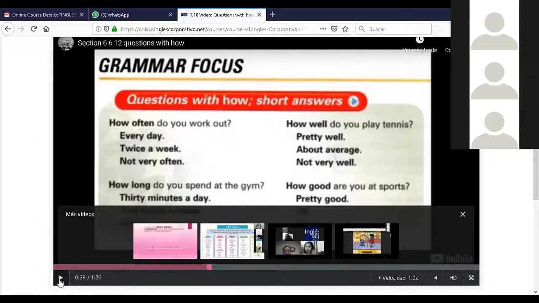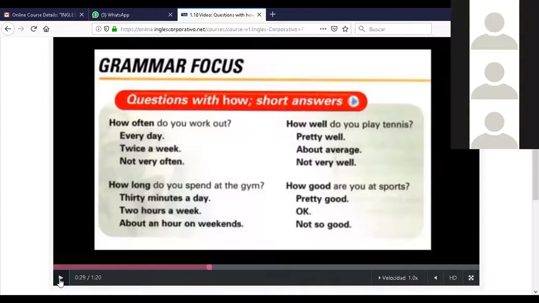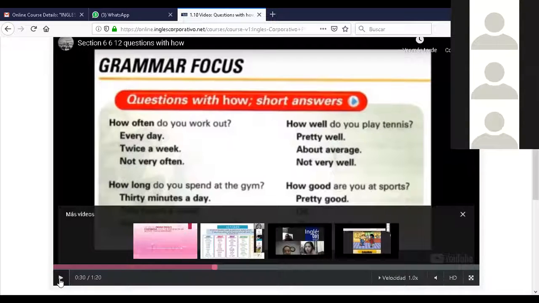How good are you at sports? Pretty good. And not so good. No muy bueno. Not so good.